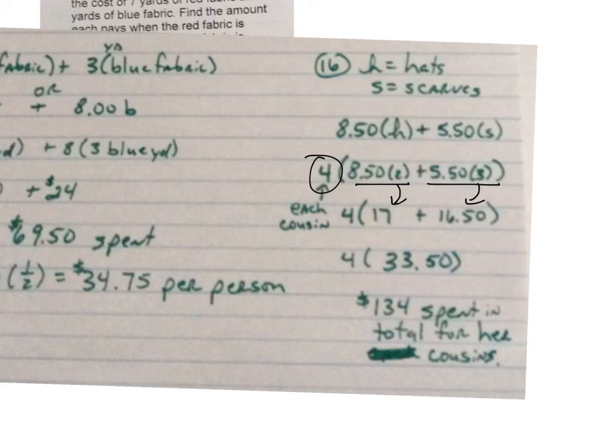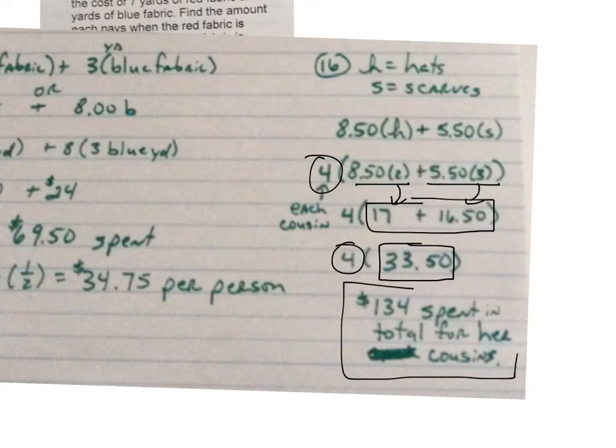Now, that's for just one cousin. So that means when I add that up, she spends $33.50 on one of her cousins. That's a pretty good cousin if you ask me. Now, we're going to multiply that by 4 because she has 4 cousins. So in total, she has spent $134 on her cousins.